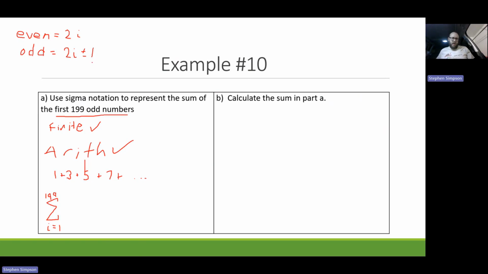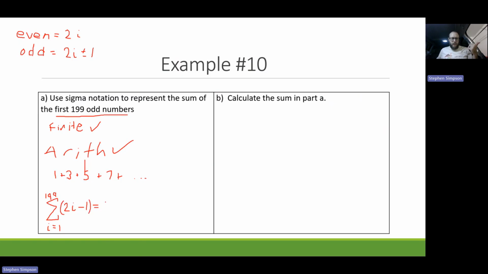So I'm going to decide either to write this as 2i plus 1 or 2i minus 1. And the way I'm going to decide is by seeing what I want for my first number. I want my first number to be 1. If I plug in 1 for i, 2 times 1 is 2. Do I need to add 1 or subtract 1 to get 1? I need to subtract 1, because 2 times 1 is 2, minus 1 gives me 1, my first term in the sequence. So I know that starting with i equals 1 will give me 1 as my first term.